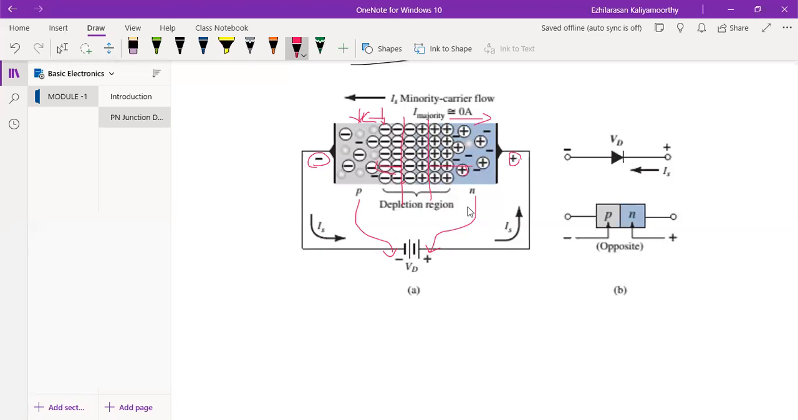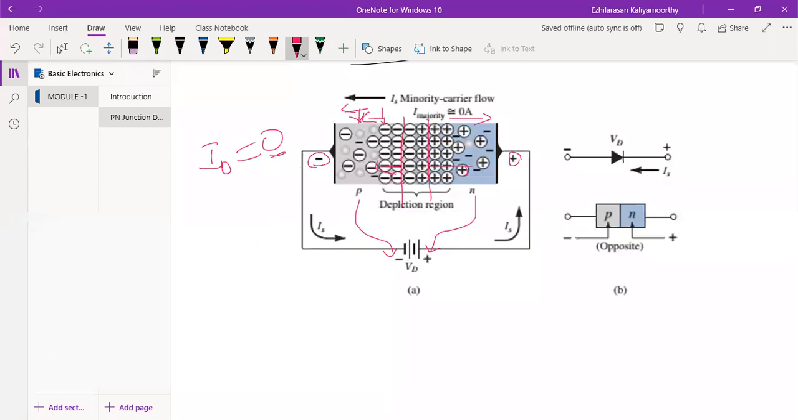But what about the current? When reverse bias is applied, if both are rejected in this way, then there will not be any flow of current. So at that time, ID will be equal to 0. But you may think there will not be any current; there will be a current. Actually, this is theoretical. I'm saying 0, but practically it is not 0.